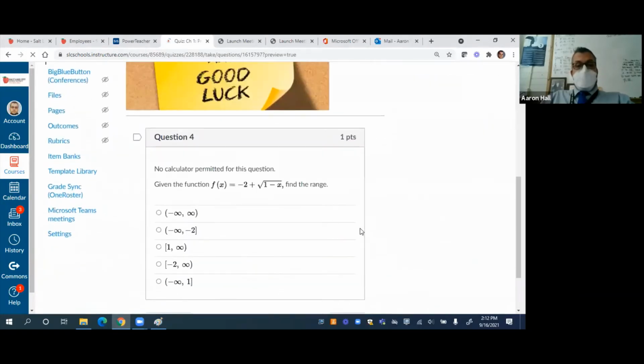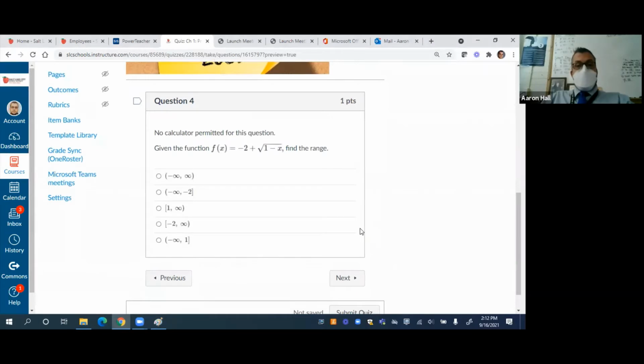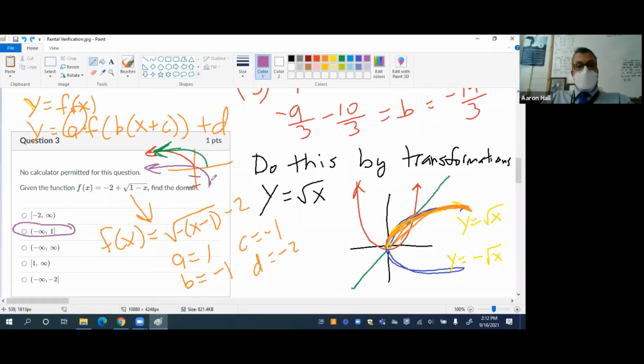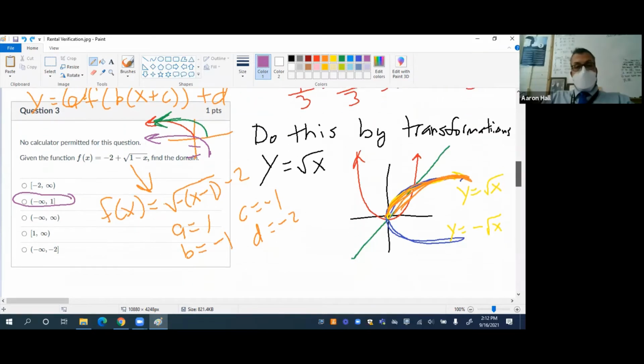Number 3 looks like this. Oh, I have to find that. It's the same question, but now I have to find the range. So the purple graph is my graph after the transformations. What is the range? The range is what?